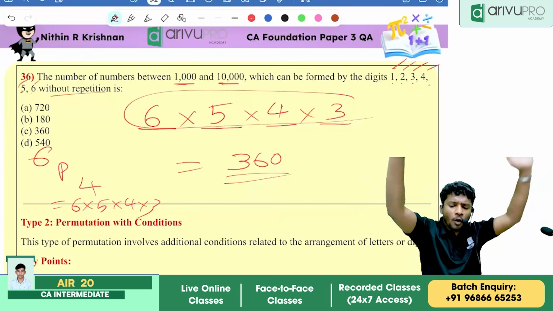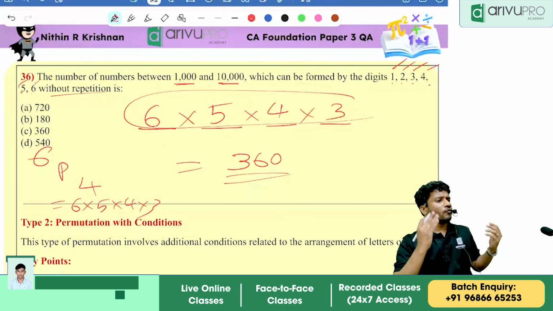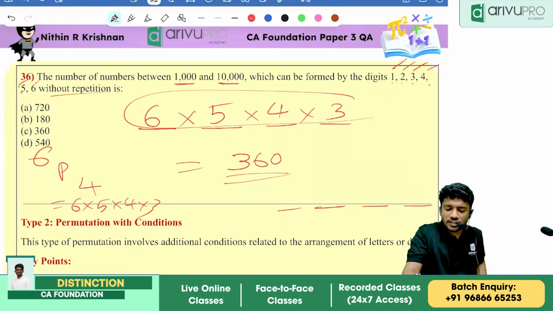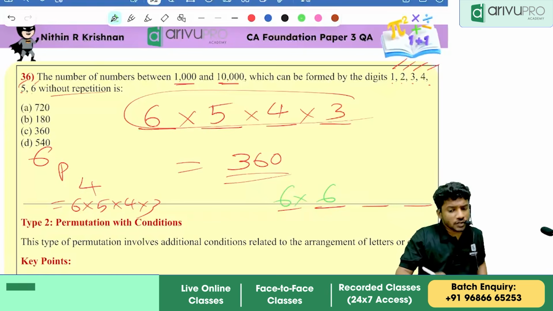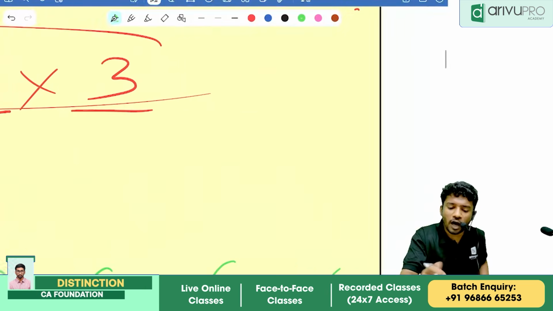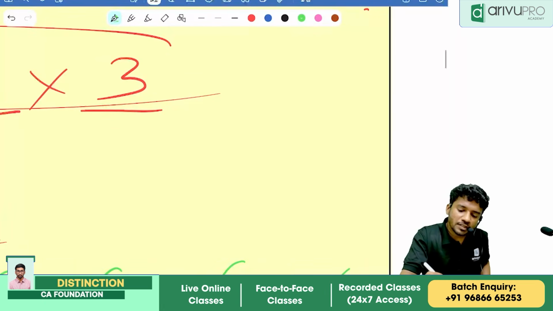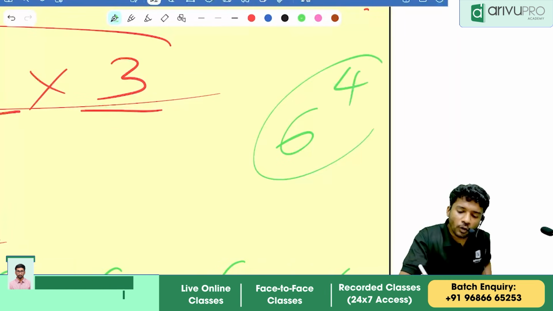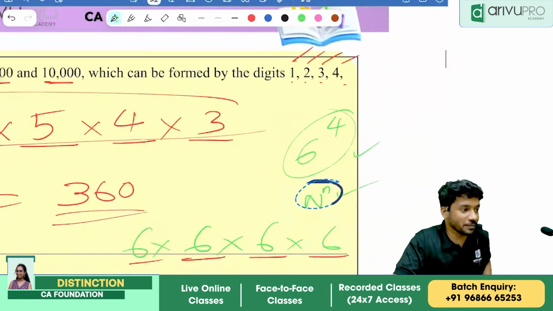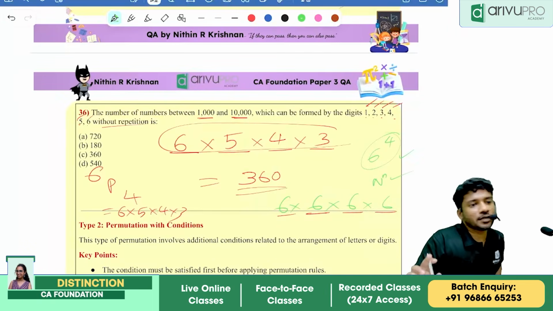Now, what if the question was with repetition? 4 places are there. In the first place, how many people can sit? 6 people can sit. In the second place, how many people can sit? 6 people. Any of the 6. How will you write it? 6 power 4. This is the shortcut. N power n. Do you remember? Similar to that, 6 power 4.